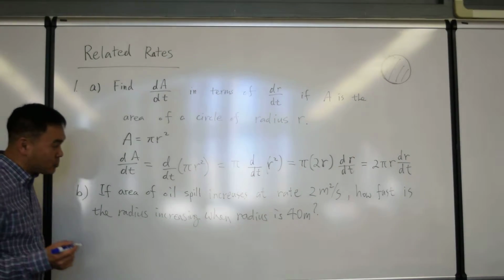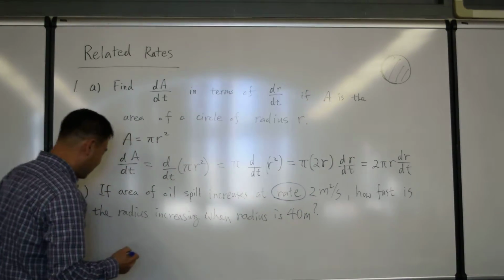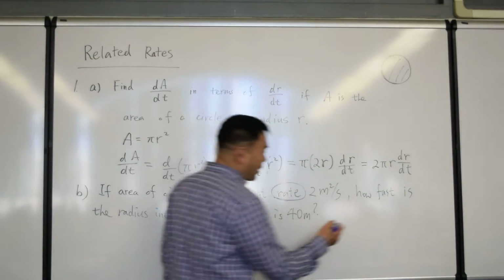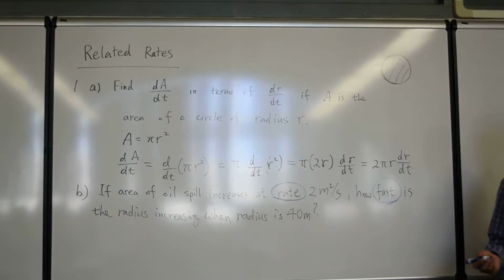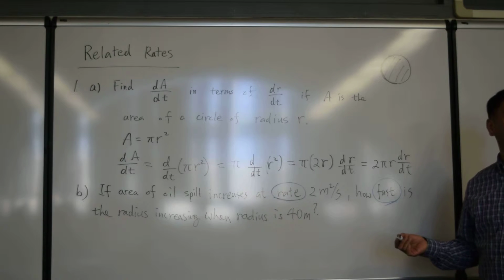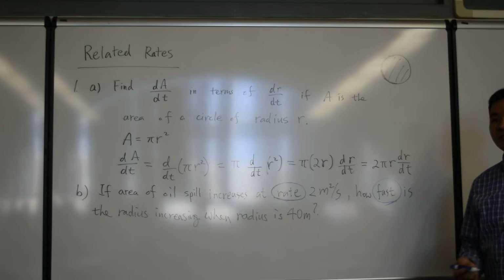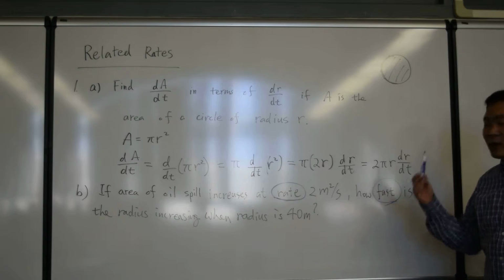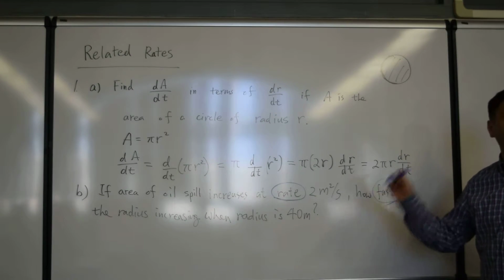So first, I want you to notice that there's this word rate and fast. Speed, rate, fast. What are those things? It's the rate of change, right? How do you write down the rate of change? What is the rate of change? What is the rate of change in general? When you're given a variable, what is its rate of change?